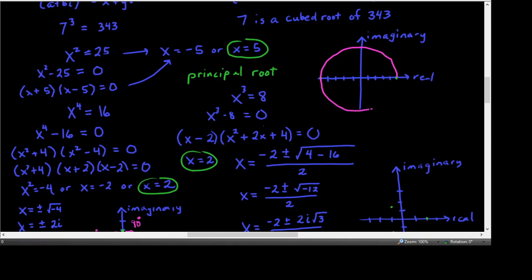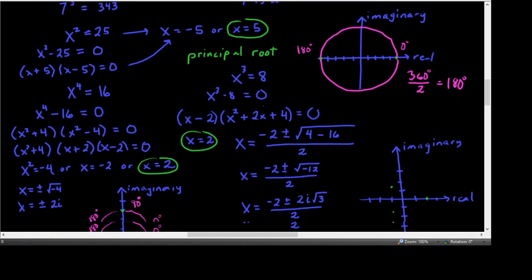I should have picked a smaller number. There are 2 answers, and they're equally spaced on that circle. If I can get the principal root in the right place, and I divide 360 degrees by the number of answers I'm anticipating, they should be spaced 180 degrees apart. So this one's at 0 degrees, and this one's at 180, and we're done. That's all of them. Okay, so let's check this third one.